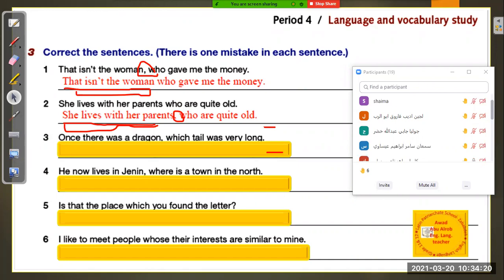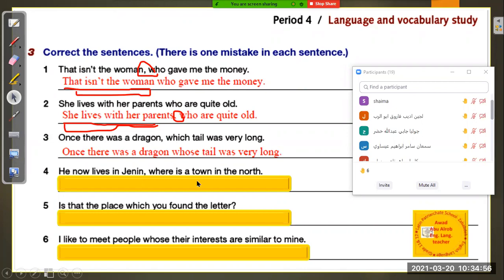Once there was a dragon which tail was very long. Yes. Remove the comma. Not only that, there are other mistakes. Think about it. Who can help? Lujain? Once there was a dragon whose tail was very long. We change which to whose. Yes, whose. Look again: dragon and tail are nouns, so between the two nouns comes possession. There was a dragon whose tail was long, so tail belongs to dragon, possession.